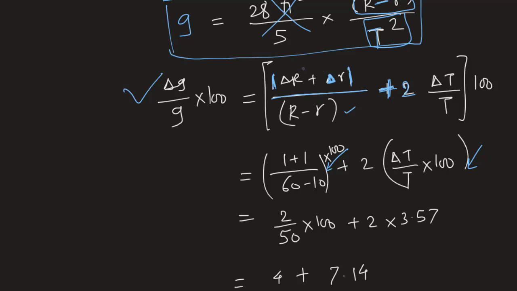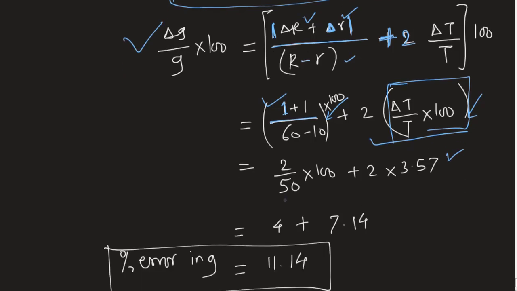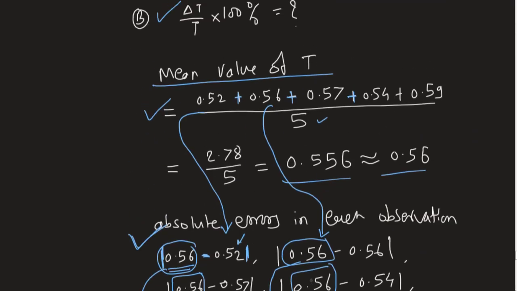Delta R and delta small r, both values are 1, okay. So 1 plus 1 divided by capital R value is also given and small r value is also given, 60 and 10. So we can easily calculate this one. Then 2 into delta T divided by T into 100. So this value we have already calculated above, which is 3.57. And then putting these values, what we get is 4 plus 7.14. And finally we get percentage error in g as 11.14%. So that will be the answer for the last option.